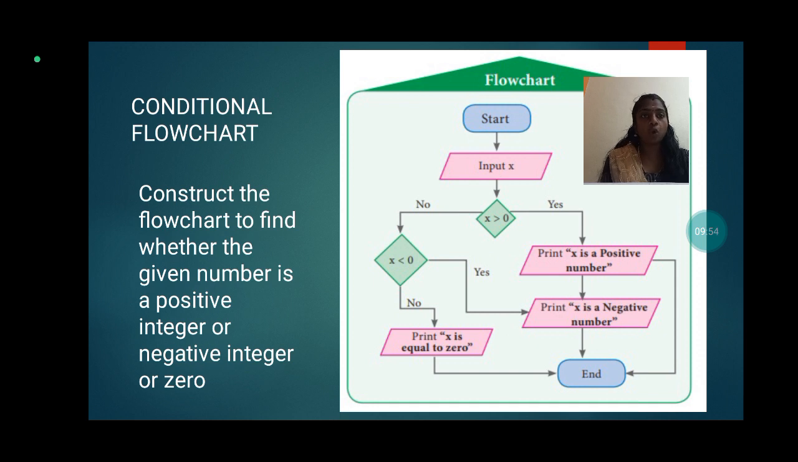Then we take no, x is not a negative number. Then we get print x is equal to 0. If x is not a positive integer or negative integer, then x is 0. Then we get the end because we solved this problem. We check whether x is positive, whether x is negative, whether x is 0. So then we get the end.